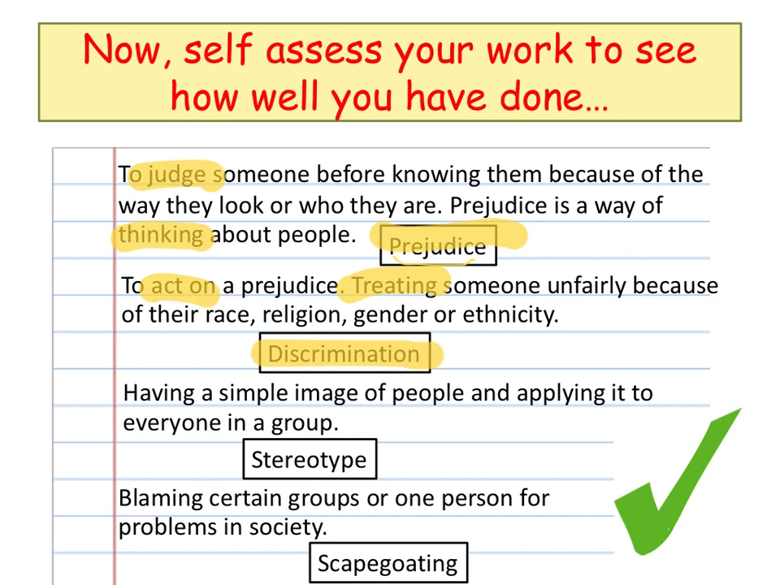Next one, having a simple image of people and applying it to everyone in a group, that's a stereotype. Blaming certain groups or one person for the problems in society, that's scapegoating. We can see examples of scapegoating in places like Nazi Germany, where Jewish people were blamed for the problems with the economy.